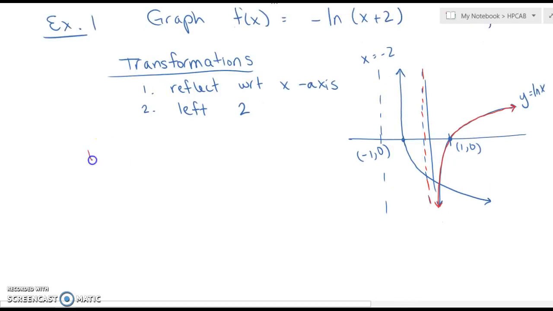All right, as far as the domain goes for this, we know that x can't equal -1 or anything to the left of that. So it's going to go from -1 to infinity. The range can be anything. All right, the y values aren't restricted at all. And the vertical asymptote, we drew that in, it's at x equals -1. All right, so we have that.